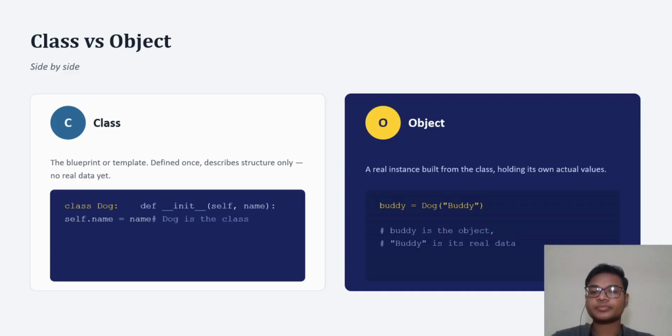What does it mean? Let's say we have a class. The class will be created, and after that, when the object is created, that's a real instance. So what does it mean? A real instance built from the class, holding its own actual values, like buddy = Dog('Buddy'). Here, buddy is the object, and the capital Buddy is its real data. Remember, this is the object and this is the data.